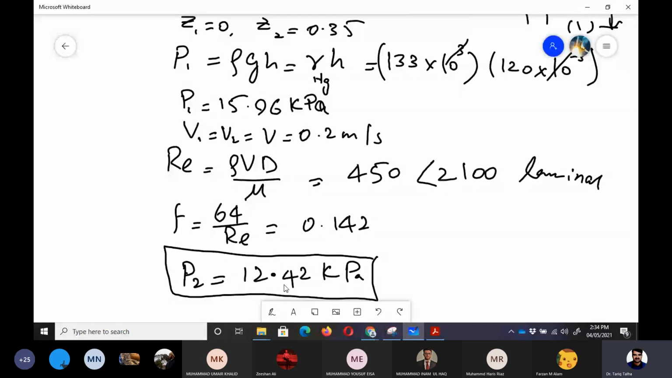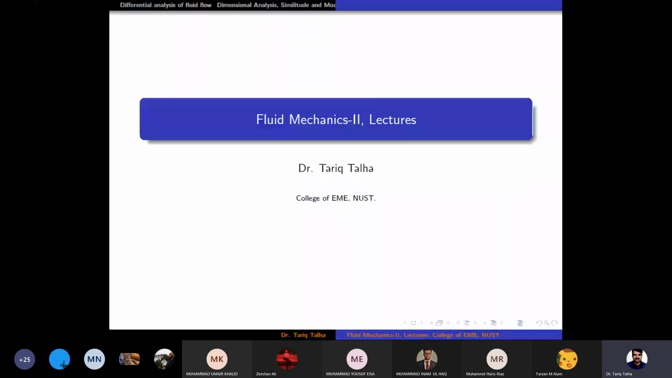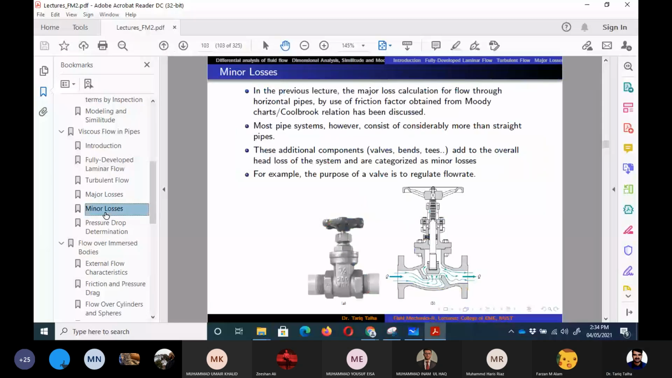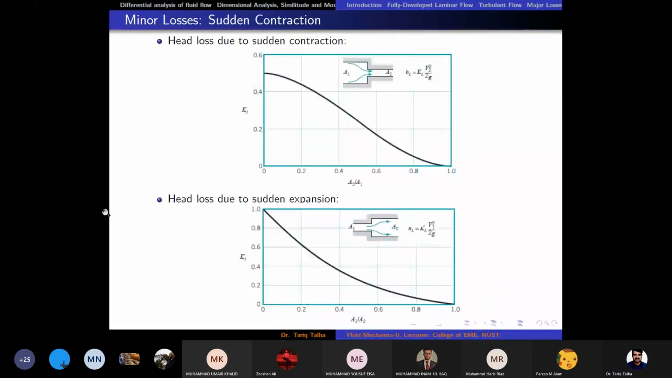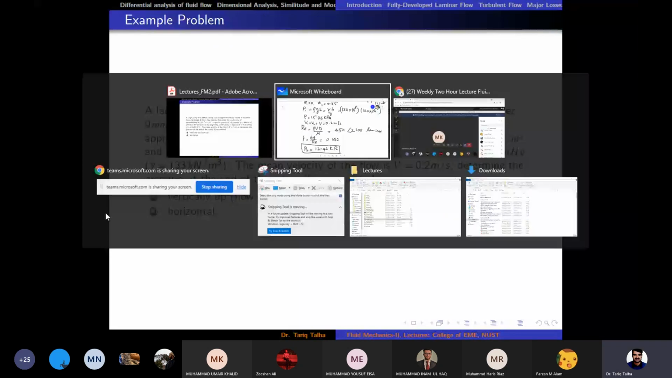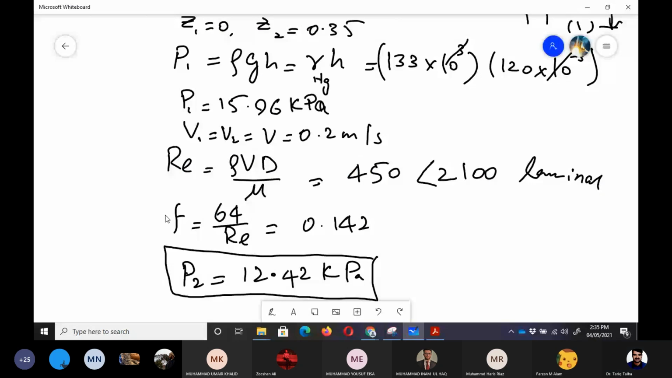Because here there are frictional effects, as well as because the flow has to move against gravity, that effect is also there. So the second part of the question is that if the flow is horizontal, then in horizontal flow we would have all the things the same. The only difference would be that Z2 would also be equal to 0, because now we are talking about a straight pipe.